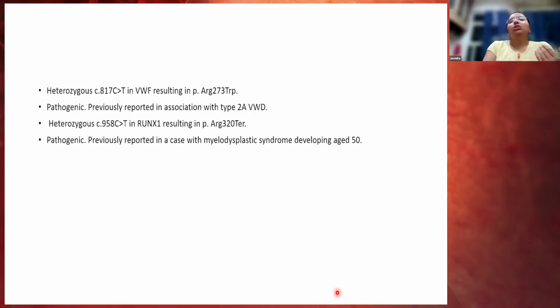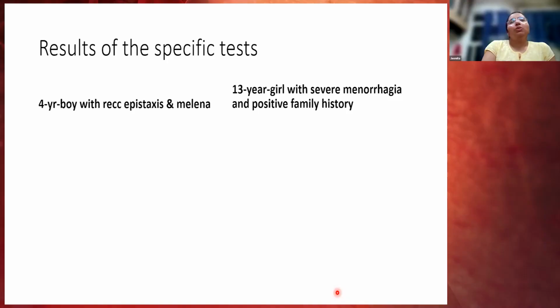Now, this is a heterozygous mutation resulting in a truncation or termination mutation in the RUNX1 protein. This is again pathogenic, previously reported in a patient with MDS which developed at the age of 50, which means that there are two diseases here. There is one relevant disease, possibly type 2A, but there is also the RUNX1 mutation, which explains the thrombocytopenia.